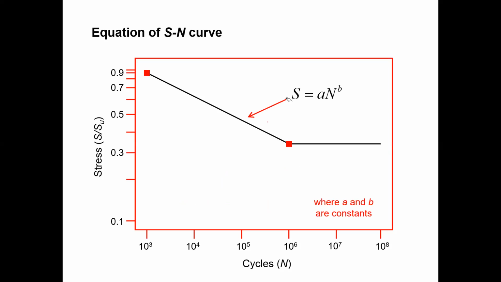If the stress or strength equals A times N to the power B, A and B are constants. Okay. You can rearrange that equation with the log. You can introduce log here, then it will expand like this: log S equals log A plus B log N. So you can use either this equation or this equation.